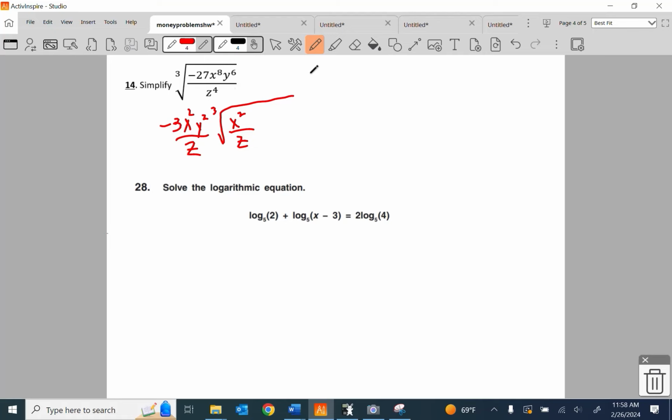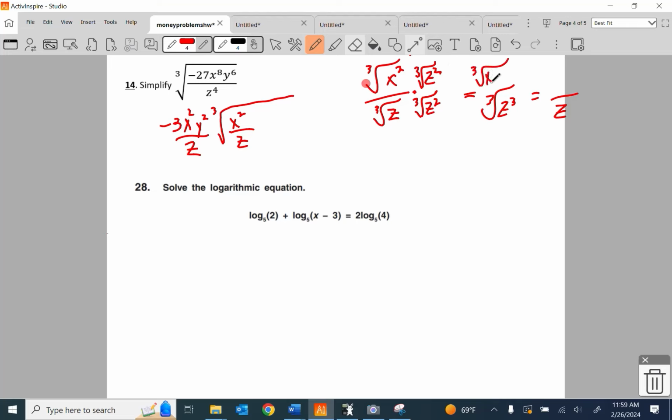What I'm going to do is focus on this funky looking radical. Cubic root of x squared, and let me erase that and make it look better. That is the cubic root of x squared sitting over the cubic root of z. And what I want is for it to become something I can take the cubic root of z cubed with, because that would just be z. So I'm going to multiply the top and bottom by the cubic root of z squared. So cubic root of x squared times cubic root of z squared is cubic root x squared z squared.